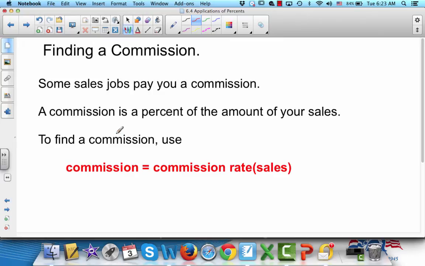So to find a commission, you do it the same way you do a sales tax. It's equal to the commission rate, just like it was the sales tax rate, times the sales. Okay, so commission equals commission rate times sales.